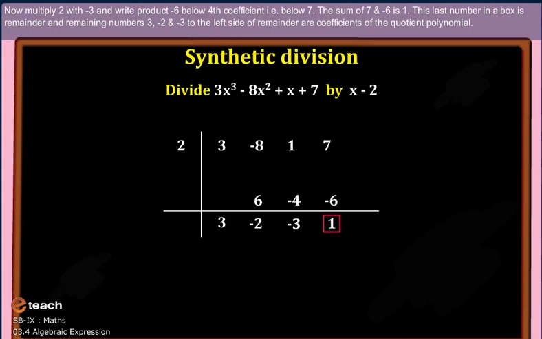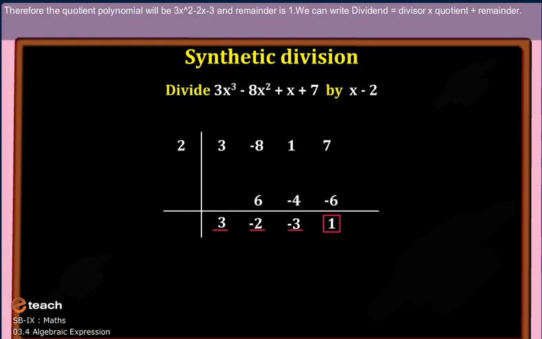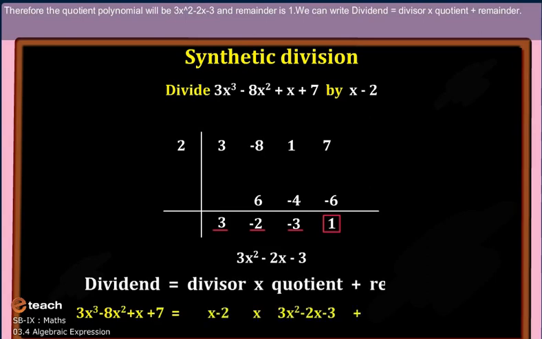This last number in the box is remainder, and remaining numbers 3, minus 2 and minus 3 to the left side of remainder are coefficients of the quotient polynomial. Therefore, the quotient polynomial will be 3x square minus 2x minus 3 and remainder is 1. We can write dividend is equal to divisor into quotient plus remainder.